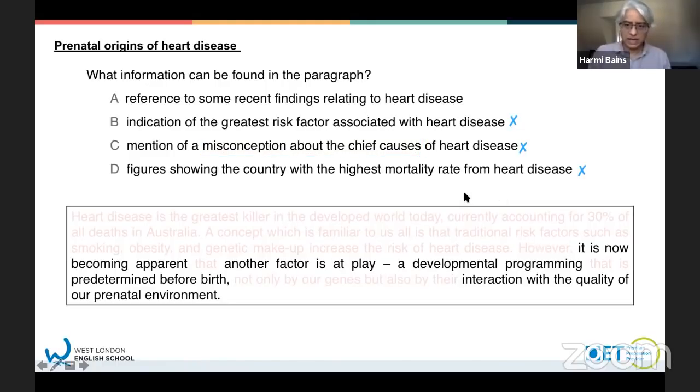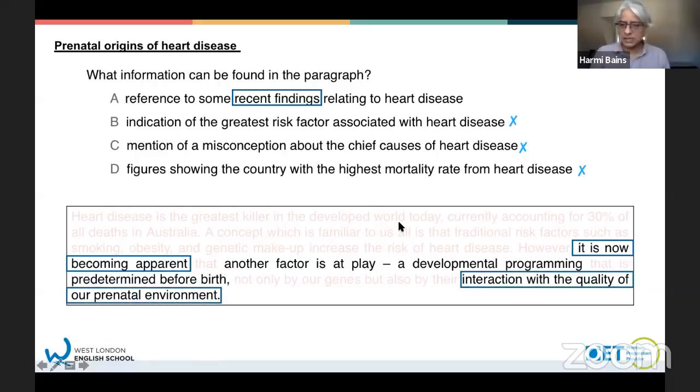And you can see really why, if you just look at the end here, the writer says it's now becoming apparent. It's a recent finding. You can kind of see how the language is different. It's kind of synonymous. It's saying the same kind of thing, but in different words. And the recent finding, so what is the recent finding? Well, rather than just focusing on smoking or obesity or your genes with heart disease, now you can actually look at when, as a fetus, you're still in the womb and the conditions in the womb as well, which could affect later on in life your chances of getting heart disease.